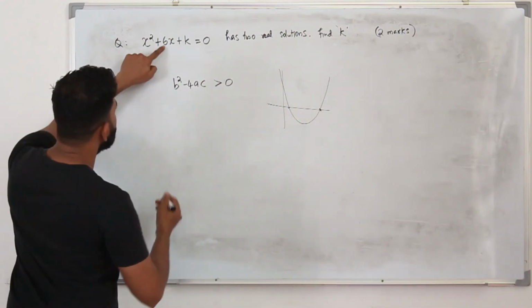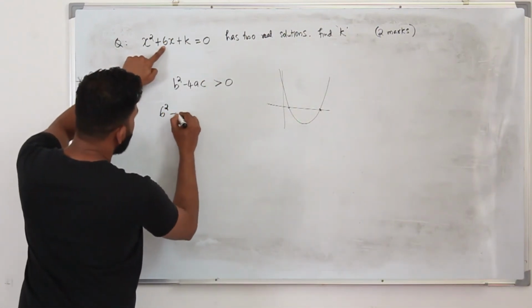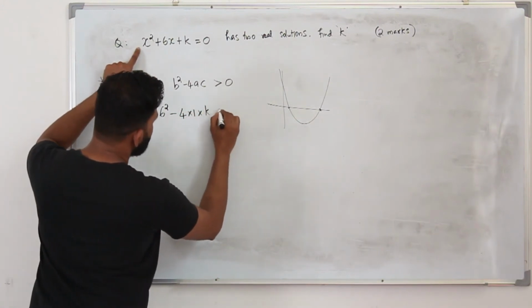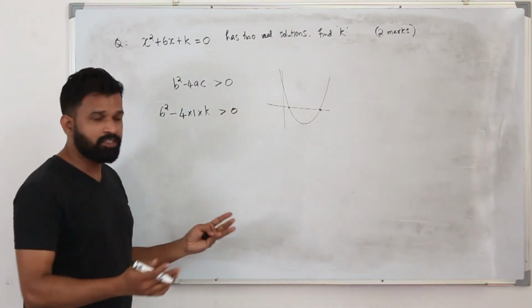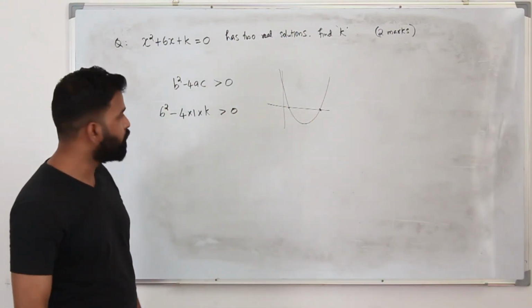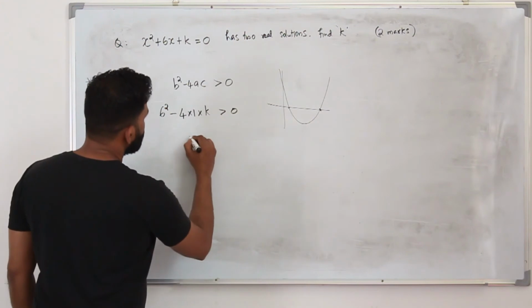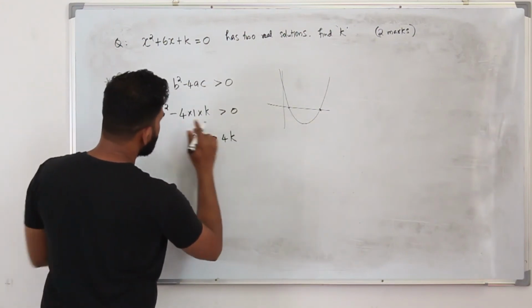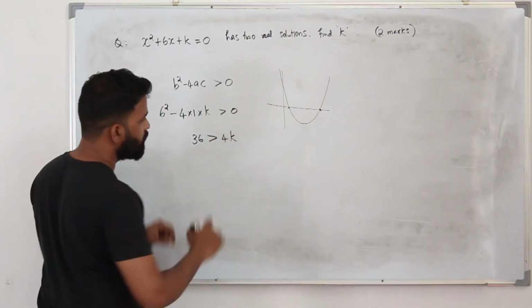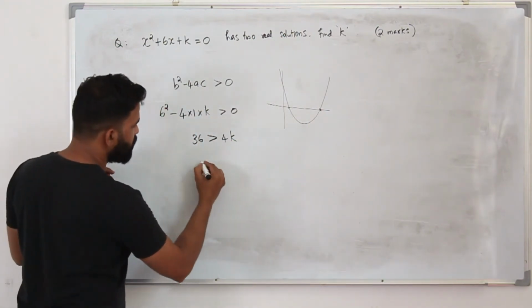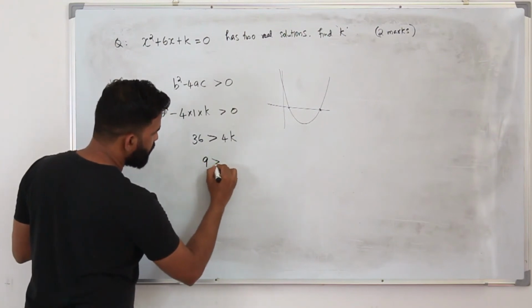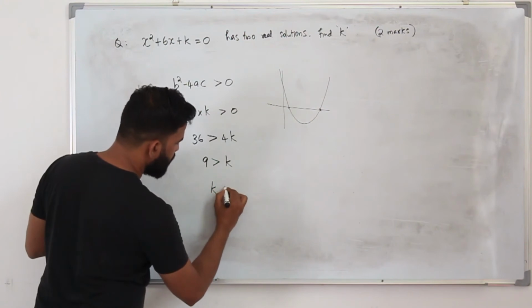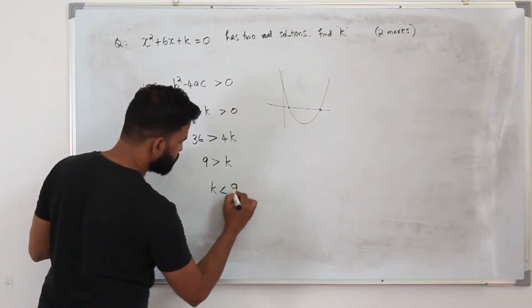Your b is 6. So 6 square minus 4ac, c is k. That's it. Solve this inequality. You got the value of k. So 6 square is 36, is greater than 4k. Minus 4k comes here, becomes plus 4k. Divide everything by a positive number. 9 greater than k. Just flip it. k less than 9.